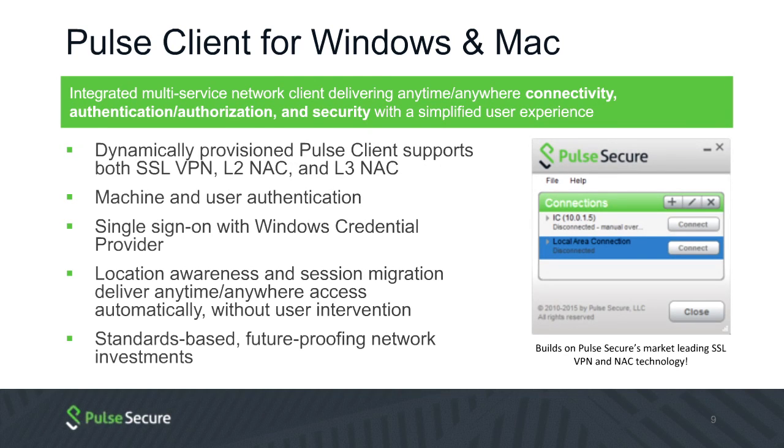Pulse client supports both machine and user authentication, and this can be integrated with Windows Credential Provider for a single sign-on to the user. One of the big benefits of a multifunction client is location awareness, and then the ability to migrate a session, so that when I connect in from my home office over the SSL VPN, and then I hibernate my laptop, bring it into the office, I don't have to re-authenticate. I have the ability for my session to migrate from the SSL VPN gateway to the NAC policy server. All of my access remains the same.